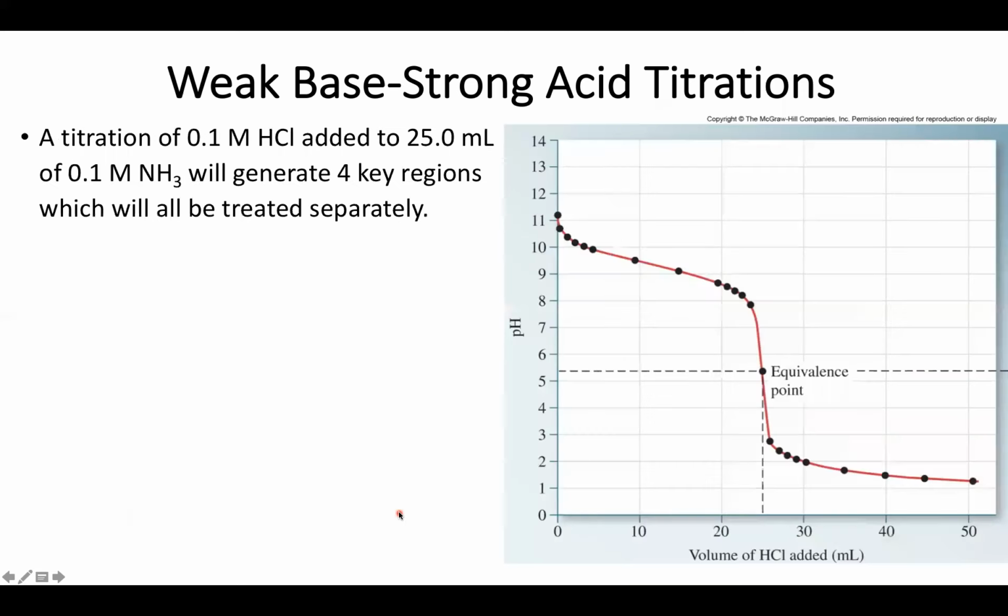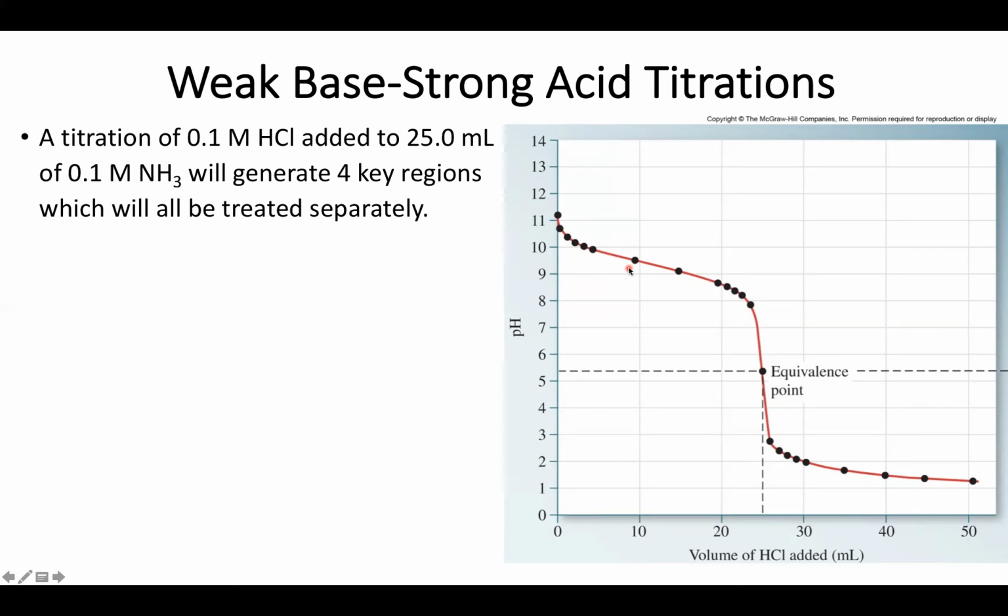So let's go ahead and look at an example system. So let's say that we're adding HCl to 25 milliliters of ammonia. Ammonia is a nice counterpoint to acetic acid, as acetic acid has a pKa of about 4.75, and ammonia has a basic pKa of about 9.25, which will come into play here shortly.